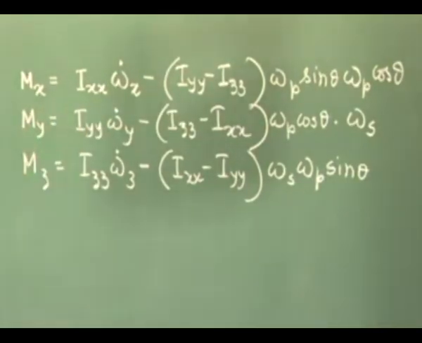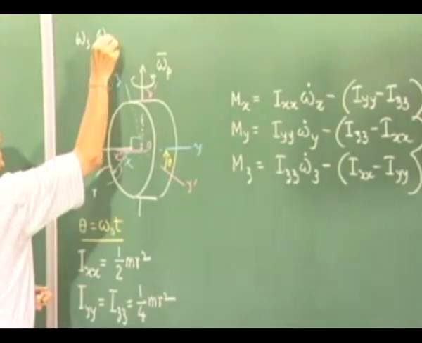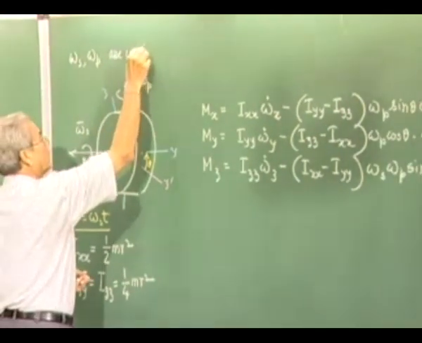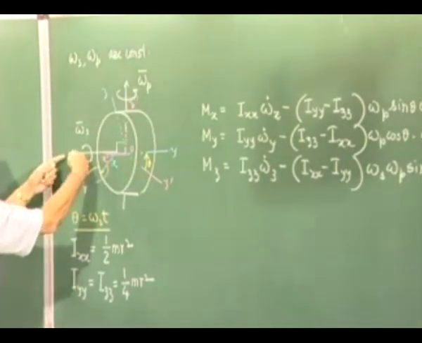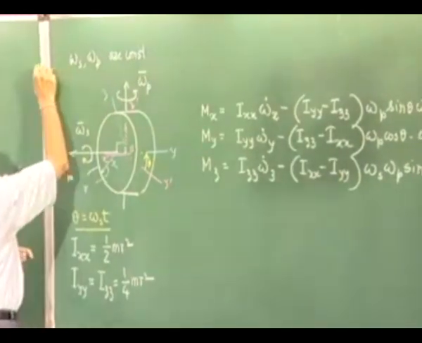Now omega x is omega s, which is constant. That we have to keep in mind. Both magnitudes are constant, not the vector, because this angular velocity vector is changing direction. So the magnitude will be constant.